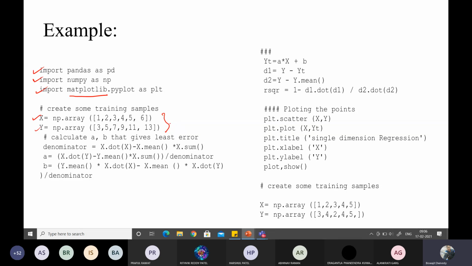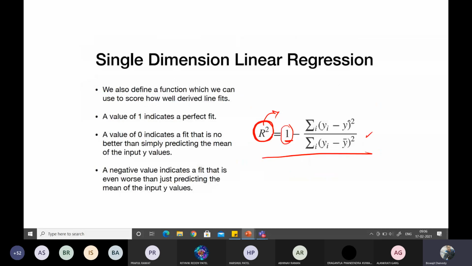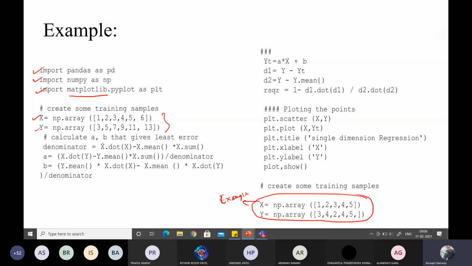I will be doing all these things using two samples. So this is the training sample which we discussed in our example, and this is another training sample. After that, we have used this formula to calculate your A and B, which will give us the least error. Whatever is written here has been written in the code.